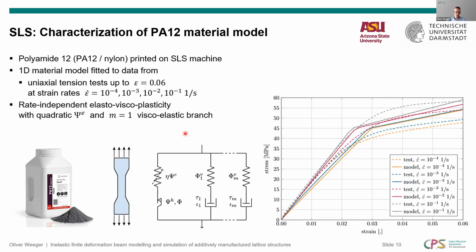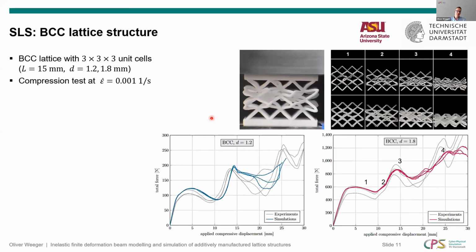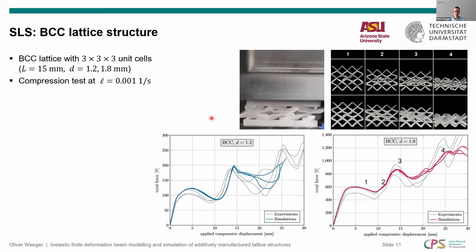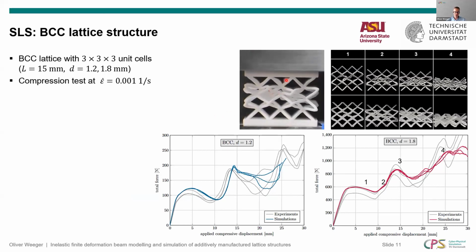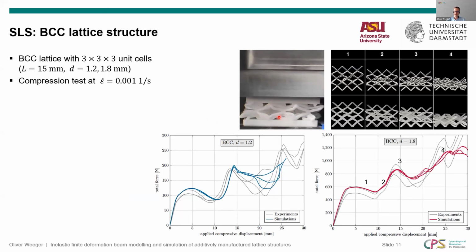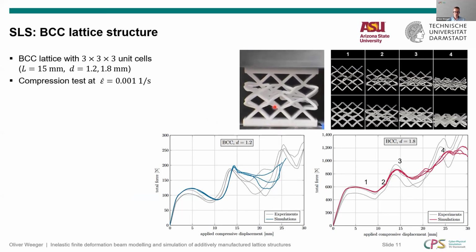And now we model this using a rate-independent Elasto-visco-plastic 1D model, which has one viscoelastic branch, so only one branch over here, not more. And then you see basically the fit of this 1D material model to these uniaxial tension experiments, which corresponds more or less well. Now, basically, we use this 1D material model in our beam model, and we try to simulate a lattice structure in a compression test here, a BCC lattice, like you see it in the video over here.